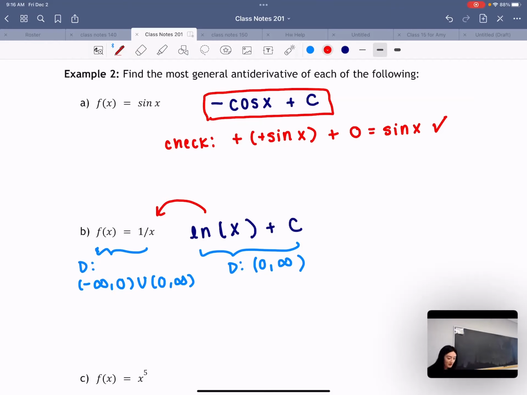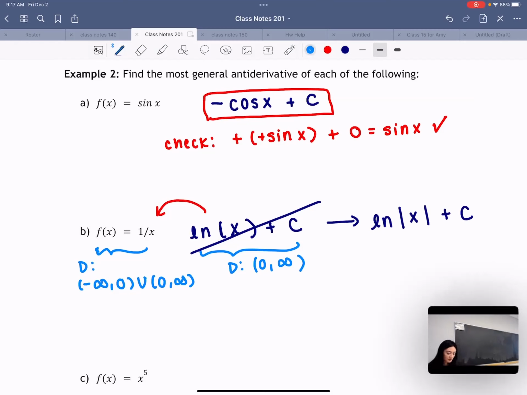So to counteract this, what we're actually going to do is not say that the antiderivative of 1 over x is ln of x plus c, but we're going to say that the antiderivative of 1 over x is actually the natural log of the absolute value of x plus c. Now let's talk about the domain of this one here.